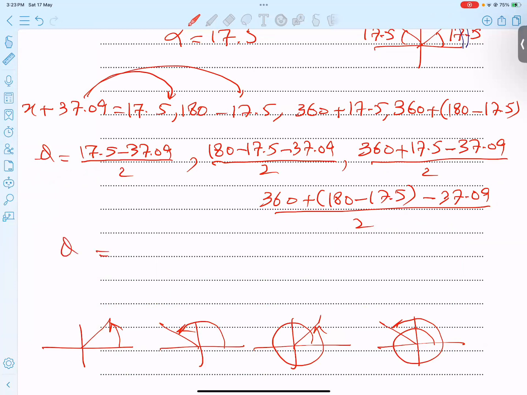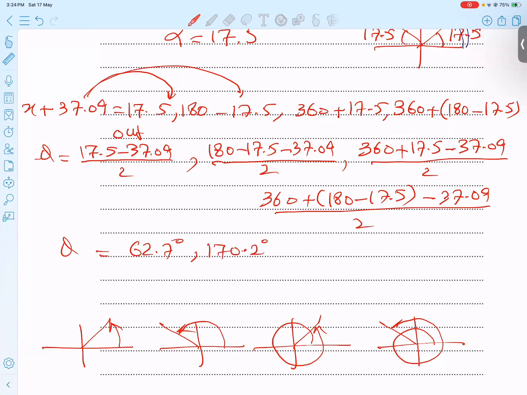I'm saving my time. I'm typing 180 minus 17.5 minus 37.09 and divided by 2. My first answer is coming 62.7 degrees. It gives this answer. This is out of range. I'm writing the word out of range. Second, students, I'm typing 360 plus 17.5 minus 37.09 and divided by 2. My answer I'm getting here is 100, and this answer is giving what?